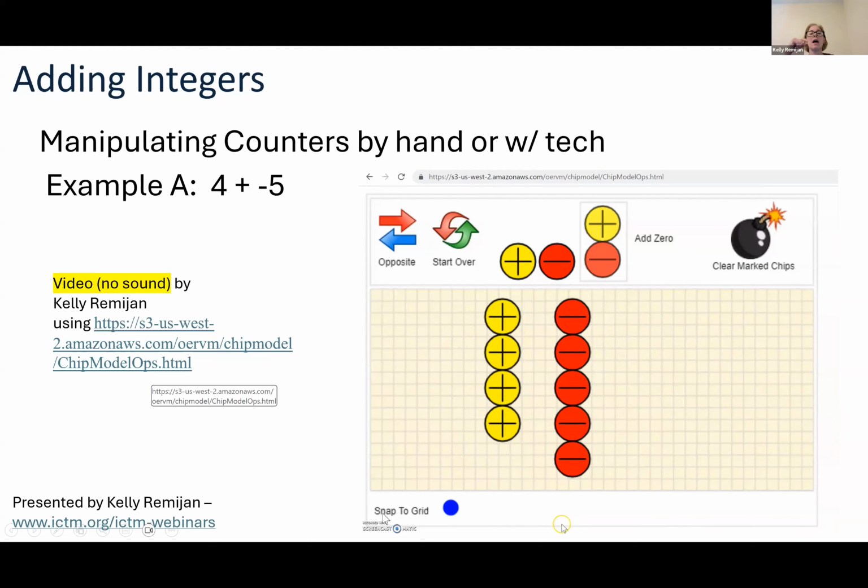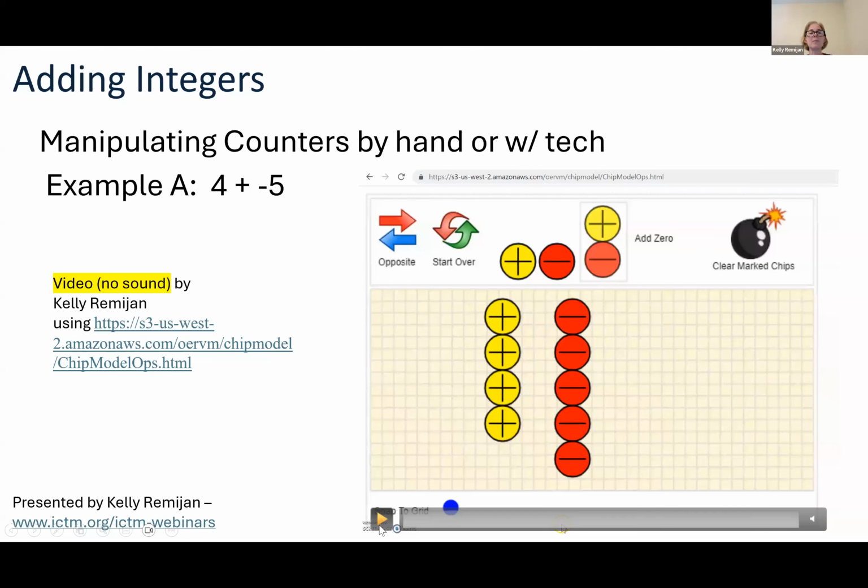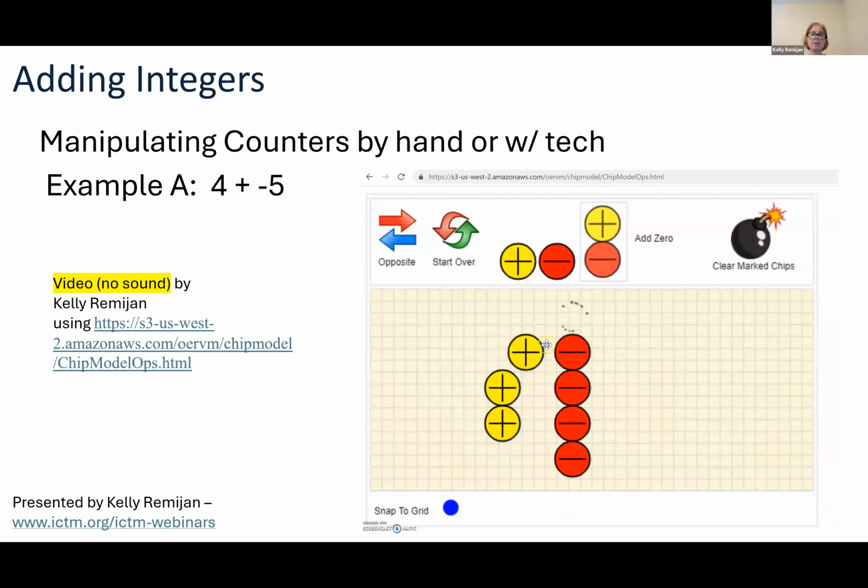And again, this might be simple, but the next one is where I think this really comes into play with understanding. So again, every positive and negative pair is 0. So those cancel each other out because they're 0. They cancel each other out, and we're left with 1 negative. And that's why our answer is -1.